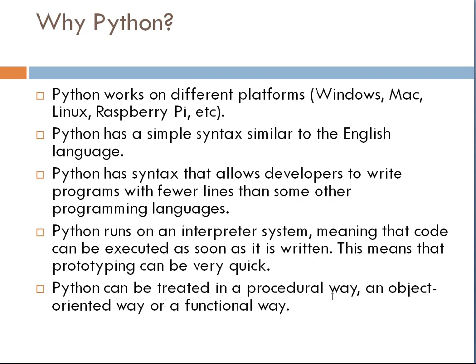Python can be treated in a procedural way, an object-oriented way, or a functional way. OOPS, you already know. OOPS means object-oriented programming, and we have different features of it, like encapsulation, data hiding, and inheritance. So the OOPS features are also included, and it can be used in a functional way too.